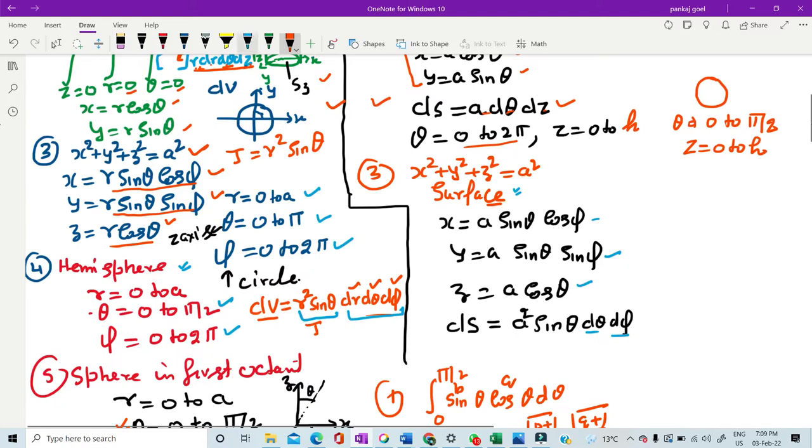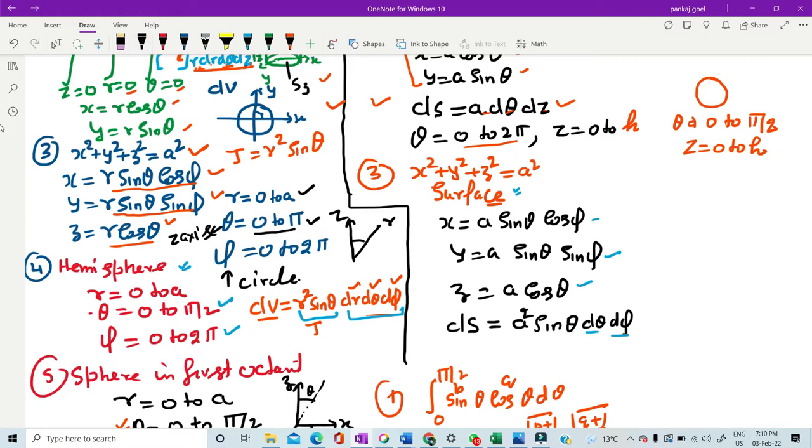And what will be the limit of r? Limit of r is 0 to a, radius r equal to 0 to a. Theta, what is theta? Theta is basically the angle with the z axis. Let us suppose this is the z axis. If I say this is r, this angle is theta. If I want to take the first octant, then take theta equal to 0 to pi by 2, and if you want to take the whole sphere, then we will take 0 to pi.